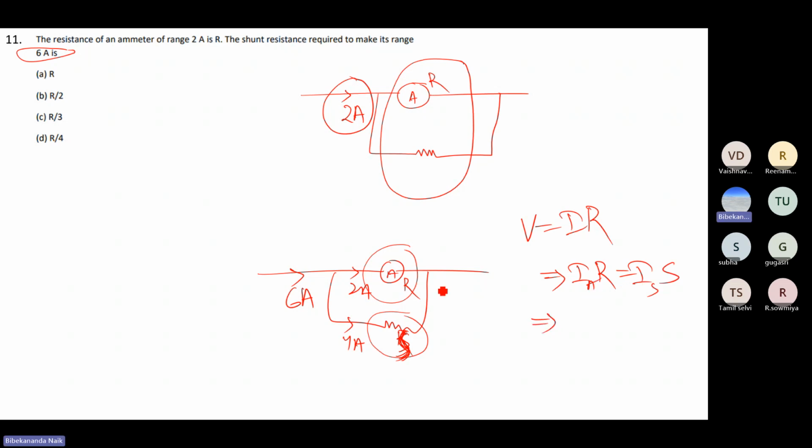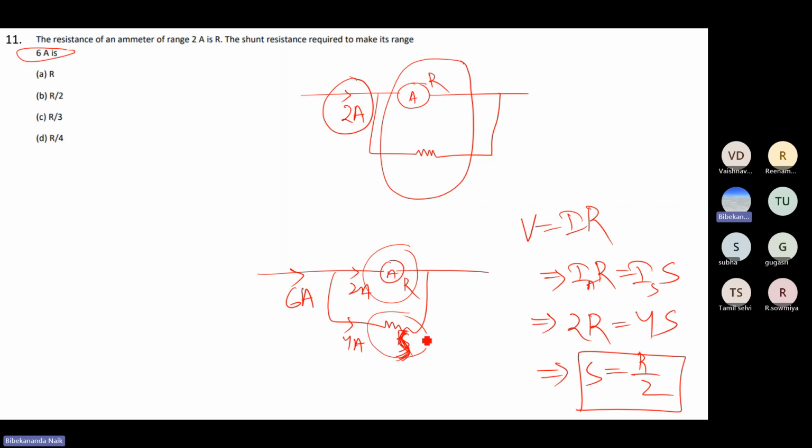Now in this case, I ammeter is 2 ampere into its resistance R, and I shunt is 4 ampere and the resistance is S. So if you do the calculation, S will be what? S will be R by 2.